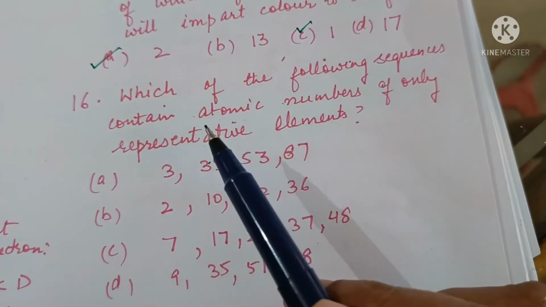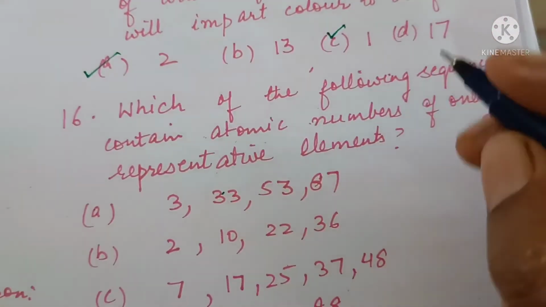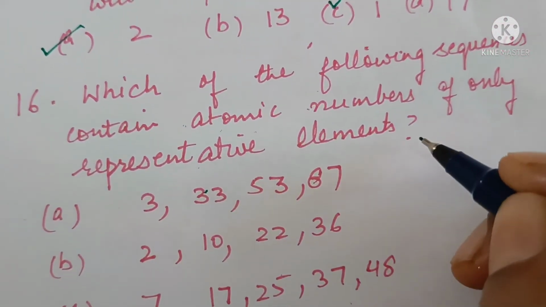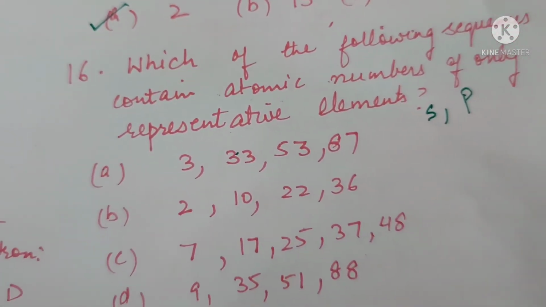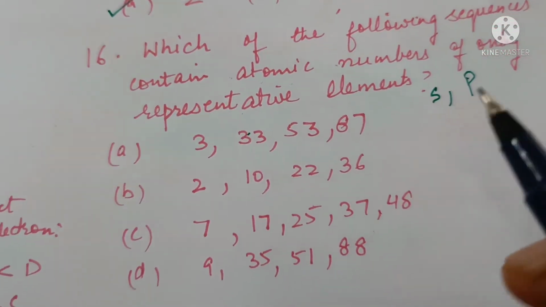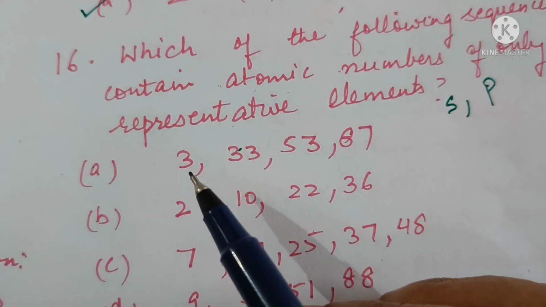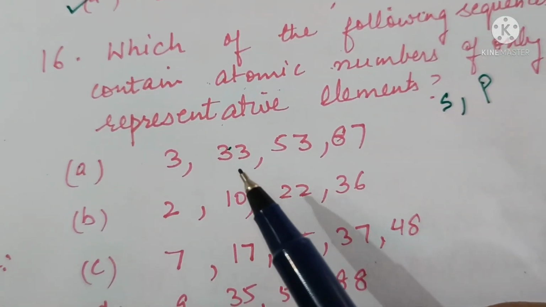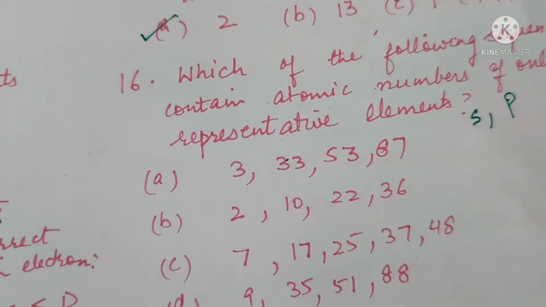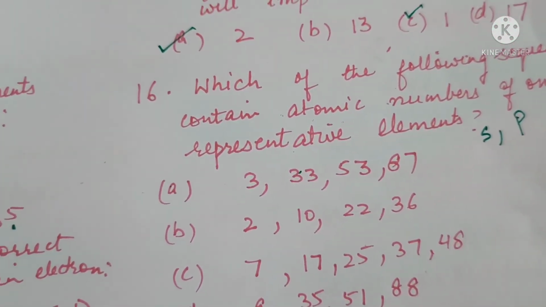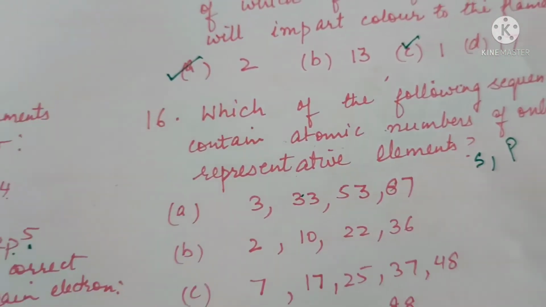Which of the following sequences contain atomic numbers of only representative elements? Now, representative elements are elements belonging to S block or P block elements. So the atomic number 3 is S block, atomic number 33 is P block, atomic number 53 is P block, and atomic number 87 is again P block.